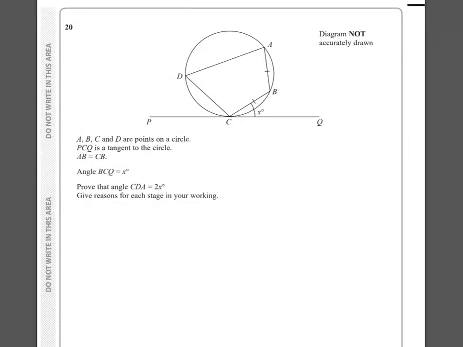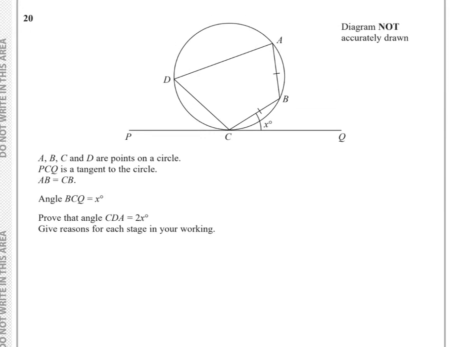Okay, number 20. Angle BCQ is x. Got a tangent, points on the circle. AB is BC. Prove that angle CDA is 2x. Well, if I've got this, then I'm thinking alternate segment theorem, but alternate segment theorem needs a triangle. So I'm going to have to draw this in to get a triangle. I'm just going to start by doing something. And if I've got that as a triangle, then that is going to be x. And then this is an isosceles triangle, so this is going to be x as well.